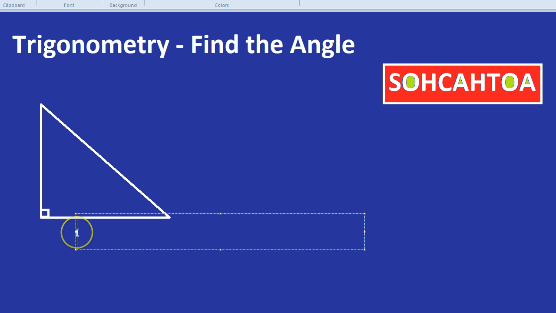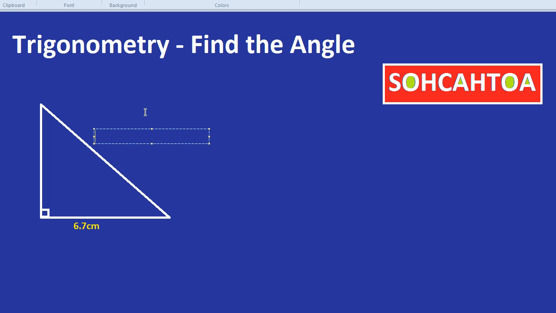We're given that this side is, let's say, 6.7 centimeters down here, and this side is 8.9 centimeters. And our challenge is to find the angle here. Let's call it x degrees. How would we find the angle?